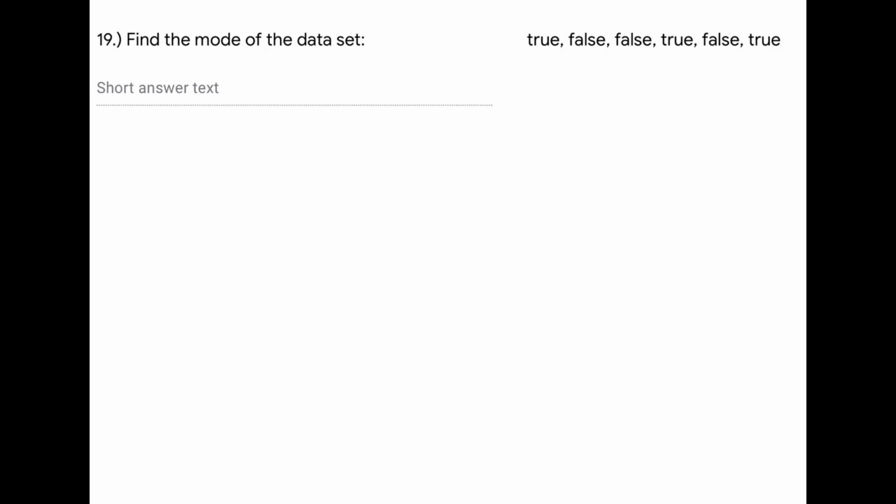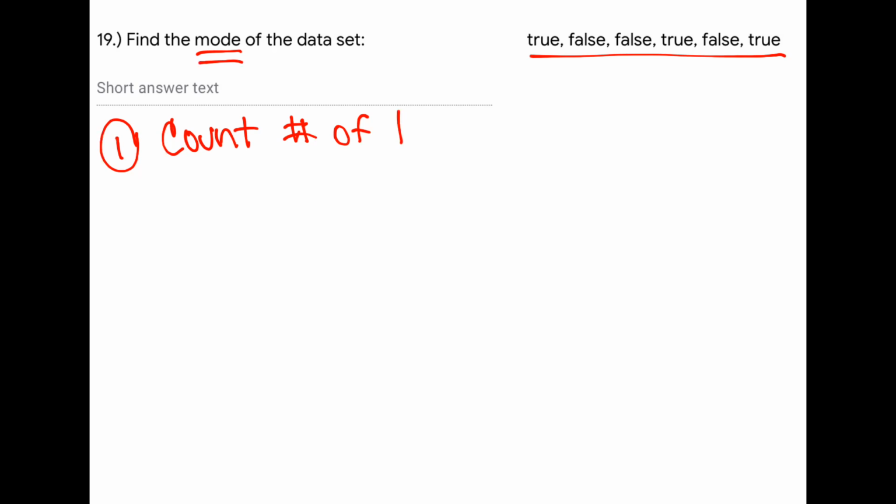Find the mode of the data set. We're finding mode again. And here is our data set. Our data set is not numerical here. It's a little different. So 1, you will count the number of trues. And then you will count the number of falses.